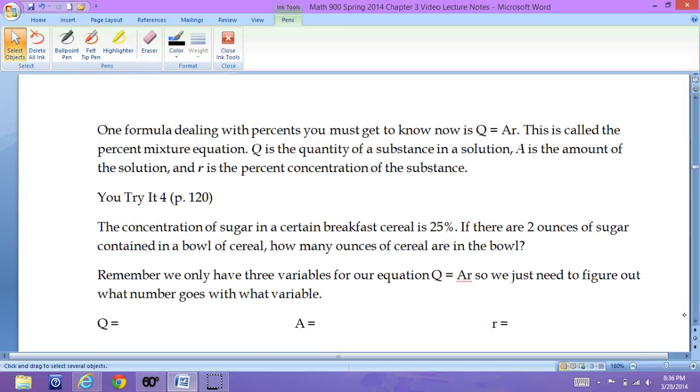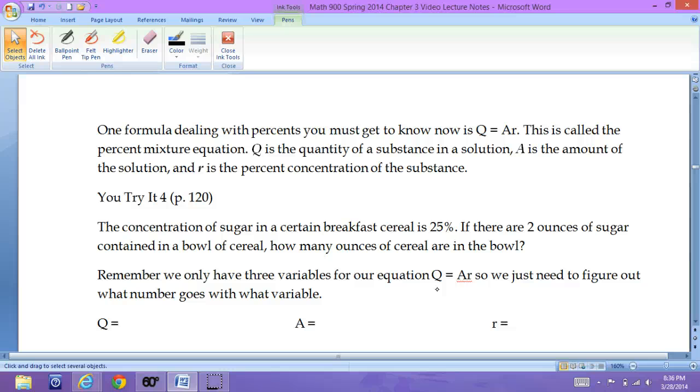One formula dealing with percents you must get to know now is Q equals AR. This formula does not go away. You have to understand this formula right now in this section, 3.2, so that when you see it again in a much more difficult context, you're not completely thrown by it. It's called the percent mixture equation. Q is the quantity of a substance in a solution.